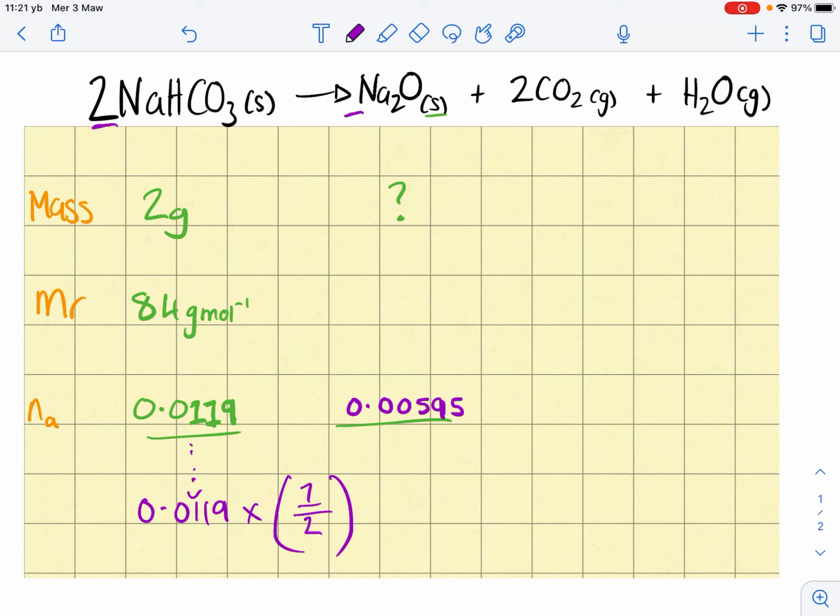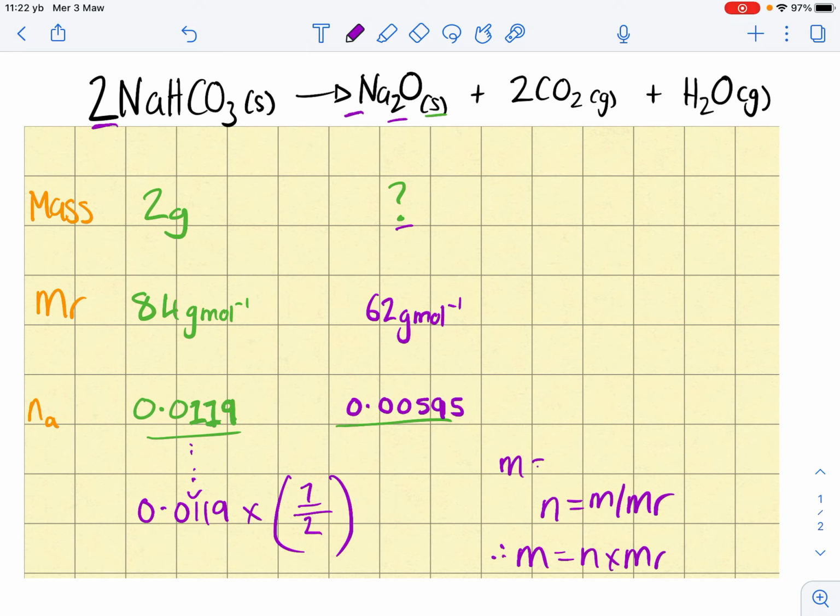Well, we may not know the mass of sodium oxide yet, but if we know the moles and we know the molecular weight, which we can work out from a periodic table, we'll then be able to find the mass. If you work out the molecular weight of sodium oxide, 2 sodium atoms and 1 single oxygen atom, it comes out to be 62 grams per mole. We just need to rearrange our moles equals mass divided by molecular weight equation to give us mass equals moles times molecular weight.